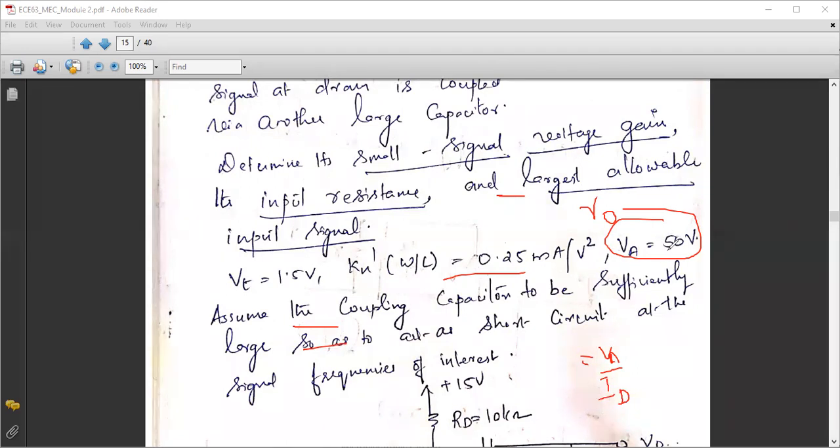Otherwise, if nothing is mentioned regarding VA, or if it says to neglect the channel modulation effect, in that case R0 is not required to be considered. Whenever VA, that is the early voltage, is given to you, you will have to consider the internal output resistance for performing the analysis. So this was the concept of that particular problem, and we have already done the gain, right?